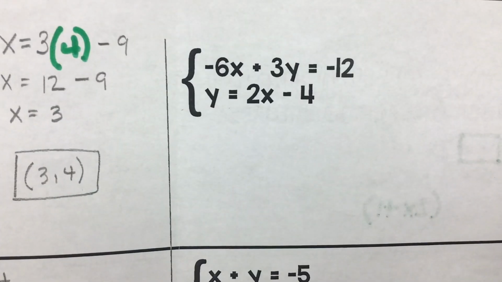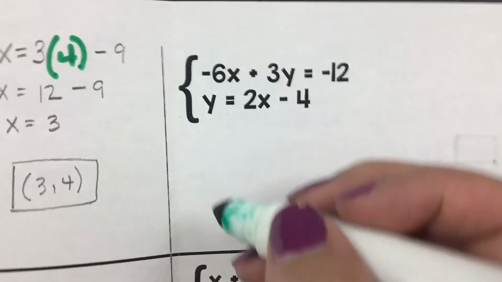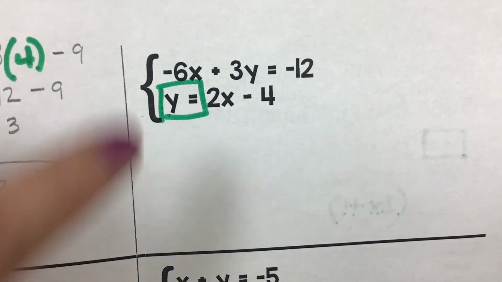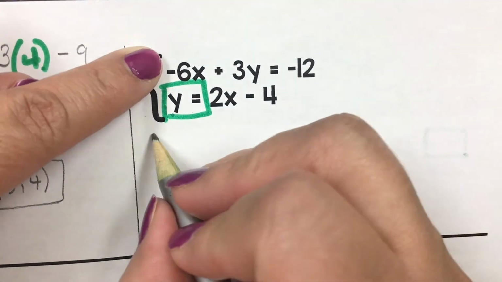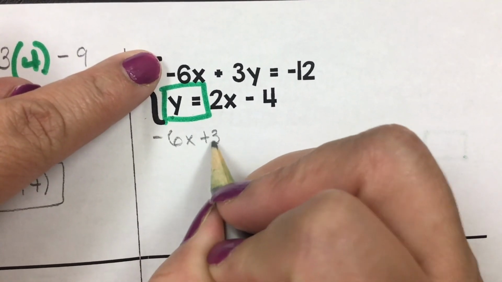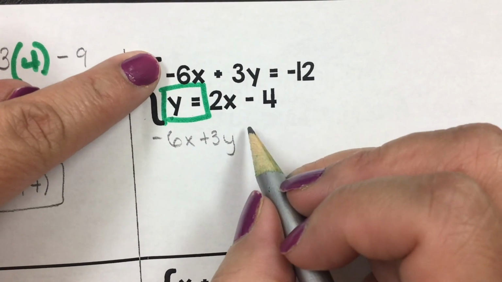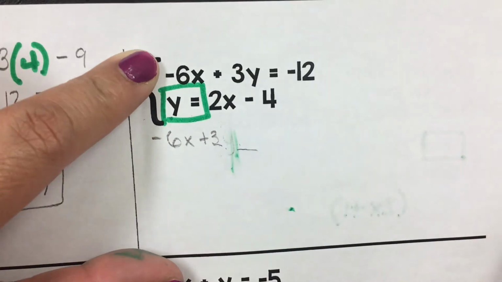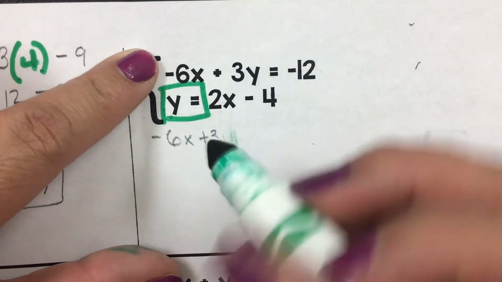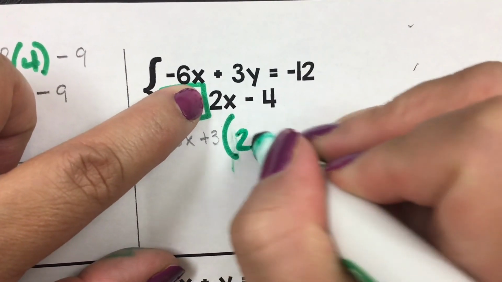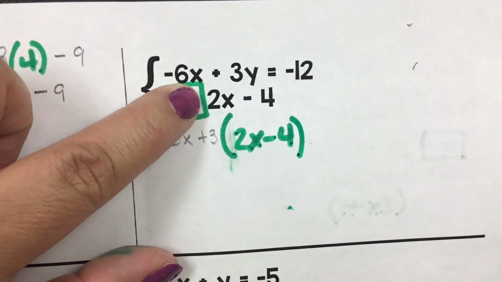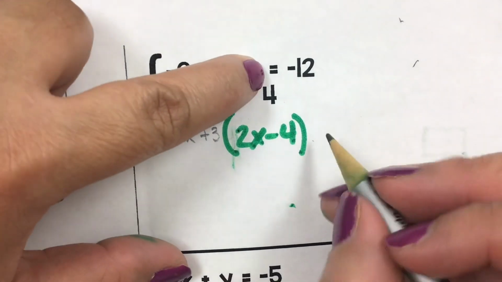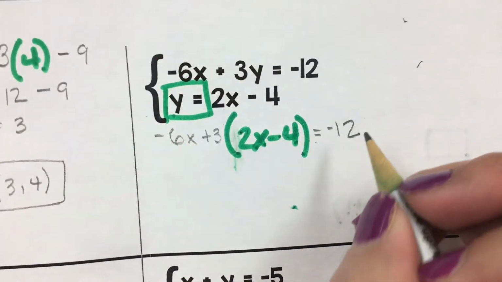Let's try that again. So this time we have a y equals in that second equation. That means that we're going to use that first equation. Negative 6x plus 3y. But instead of writing y, we're going to substitute that value, which is 2x minus 4. Then we keep writing it equals negative 12.